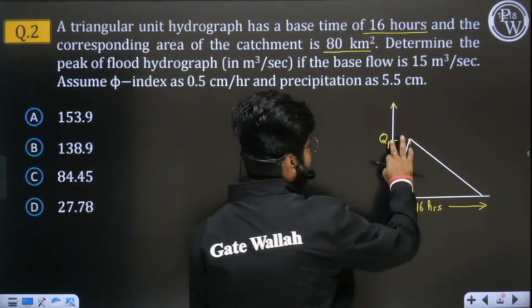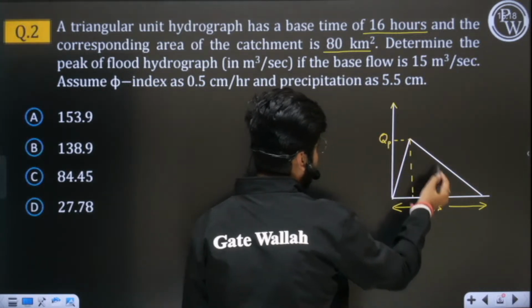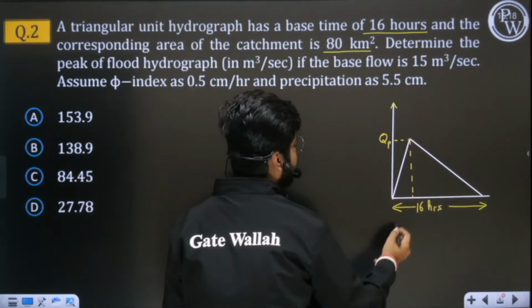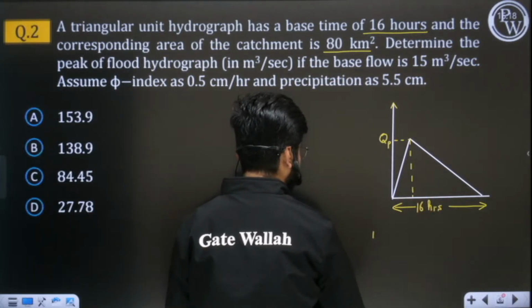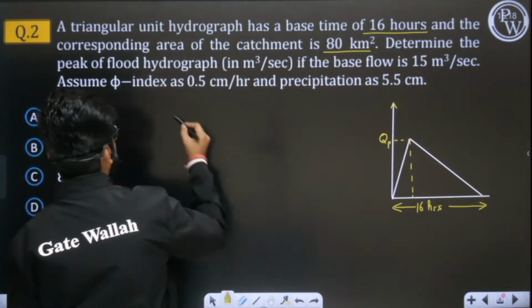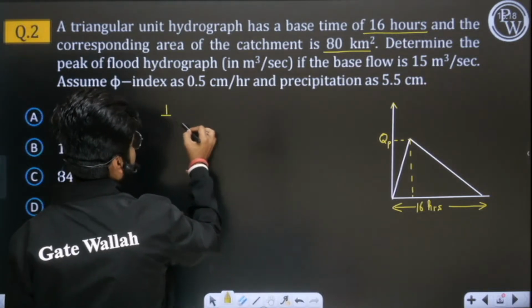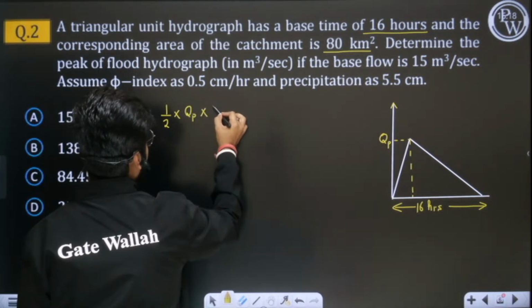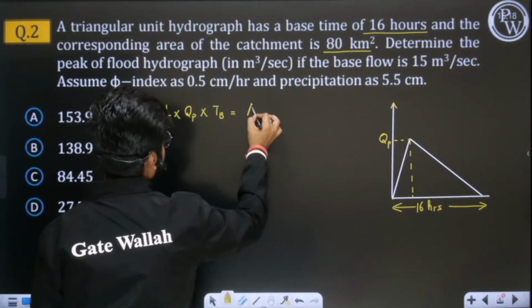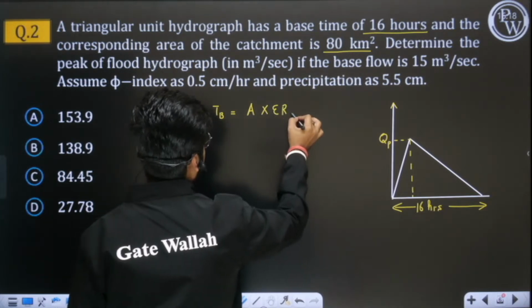So first we have to find the peak of unit hydrograph. So how will we do that? We have to apply the formula here. Area under DRH is what? Half into, first we will find discharge, unit hydrograph peak discharge. So half into peak discharge into base time is equal to catchment area into effective rainfall depth.